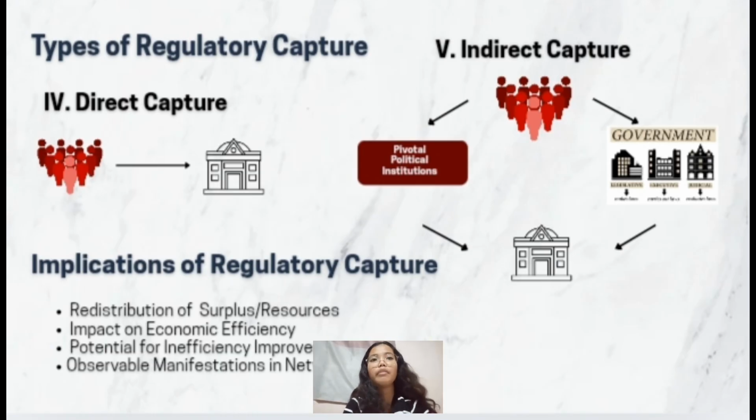Next, we have the possibility of revealing or exposing the inefficiency. Sometimes the negative effects of capture highlight the weaknesses in the system and further push for reforms, or this is the first step to initiate reforms. Next, we have the manifestations in network industries, in sectors like electricity, water, telecoms, and transport. The capture appears as overpricing, delayed investments, weak service quality, and hindrances that prevent new firms from entering. These industries are vulnerable because they depend heavily on technical information.